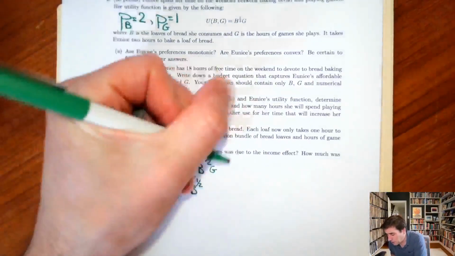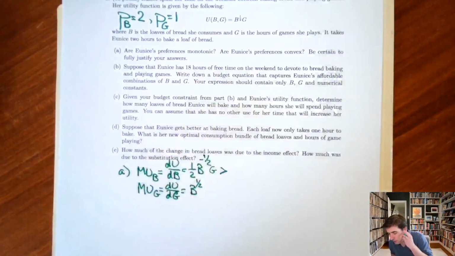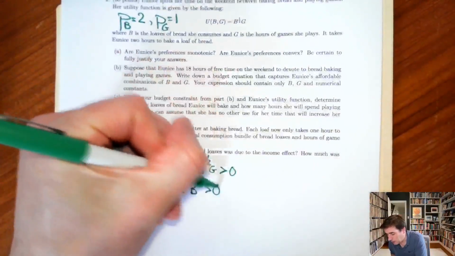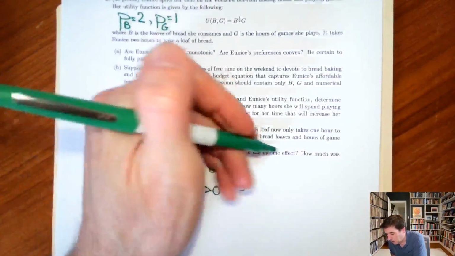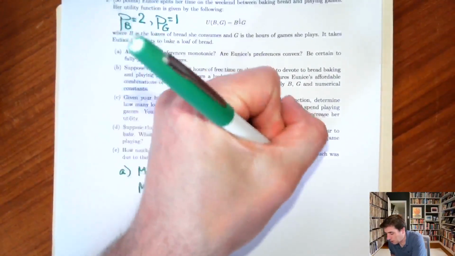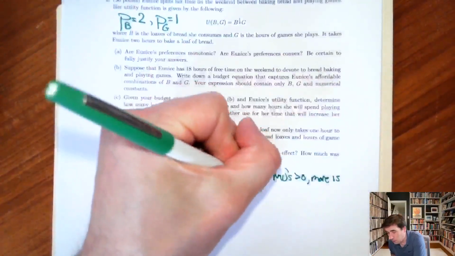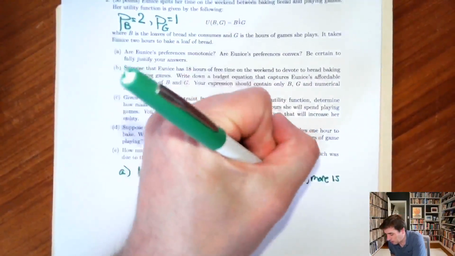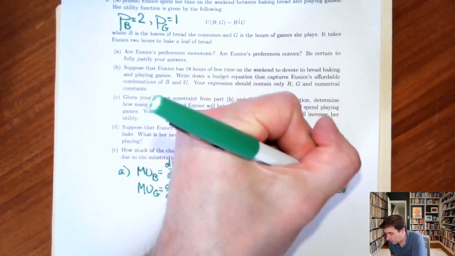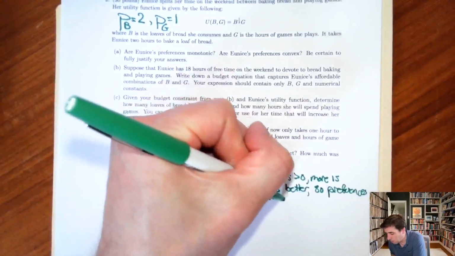Okay, so now I notice that b is positive, g is positive. These are just goods, right? B is positive here, so everything in these is greater than 0, right? And so since marginal utilities are greater than 0, more is always better. So preferences are monotonic.